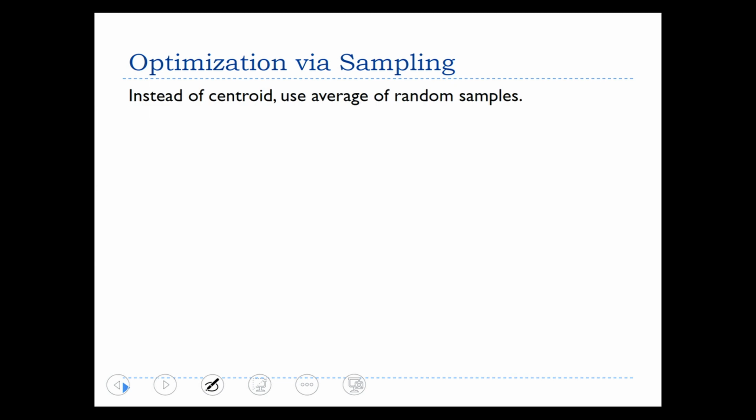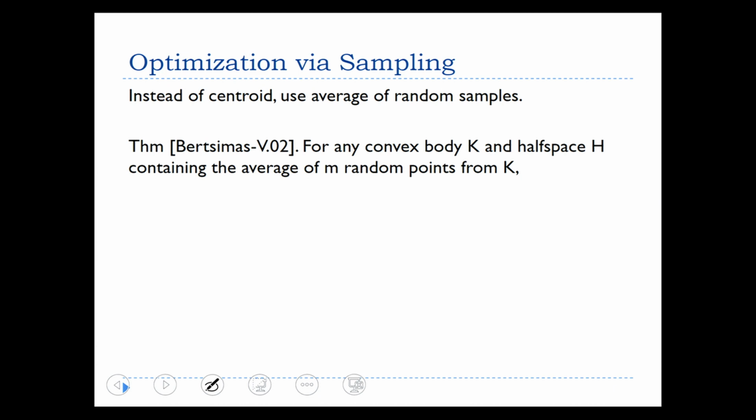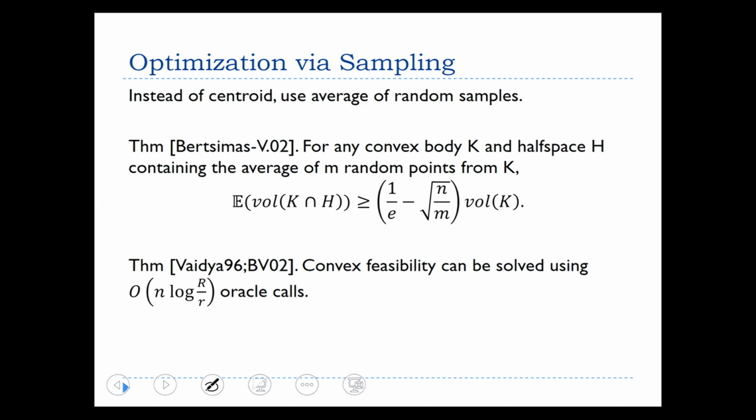Instead of trying to do this exactly, we replace the centroid with sampling. We just use an average of random samples. So instead of querying the centroid, which we don't know how to compute, query the average of random samples. And this already gives you something almost as good. If you use m random samples in each step, then the volume of any half space containing this average of random samples, in expectation, is at least 1/e minus square root of n over m.